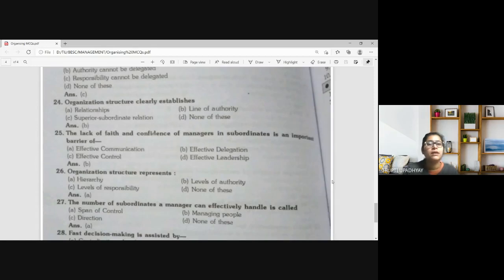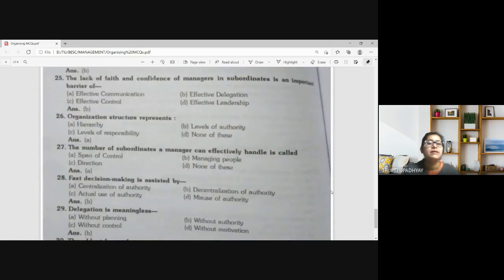Organization structure clearly establishes A, relationships, B, line of authority, C, superior subordinate relation, D, none of these. Organization structure basically clearly defines the line of authority. Who will be commanding, who will be the supervisor and who will be the subordinate. So option is B.